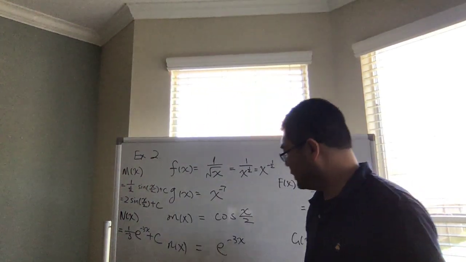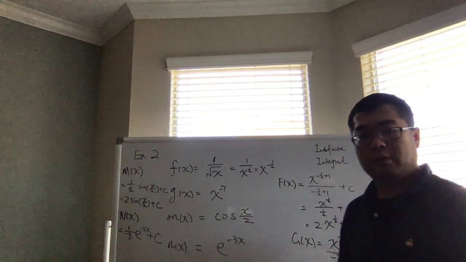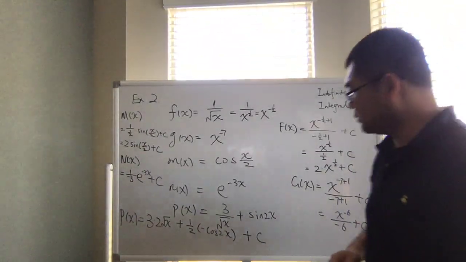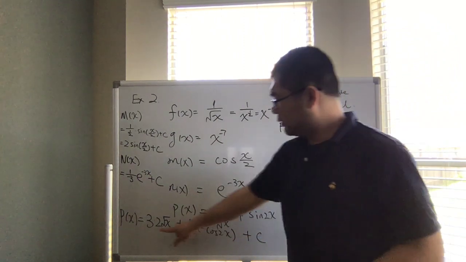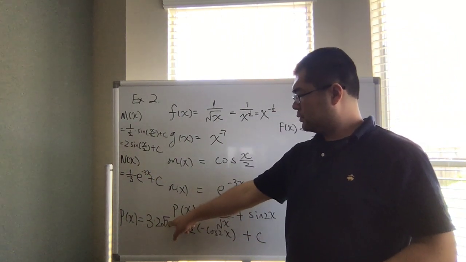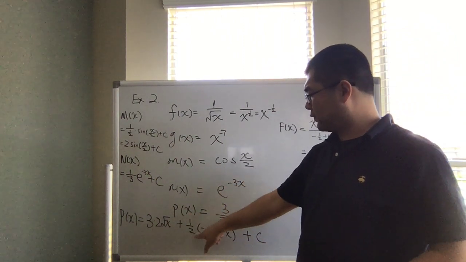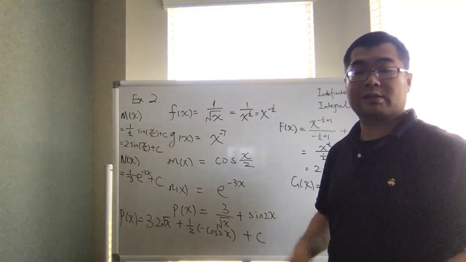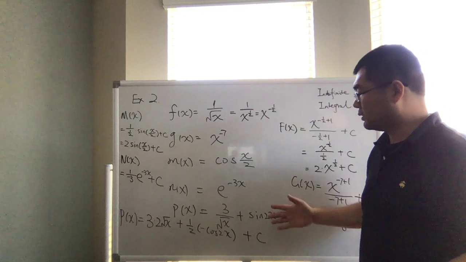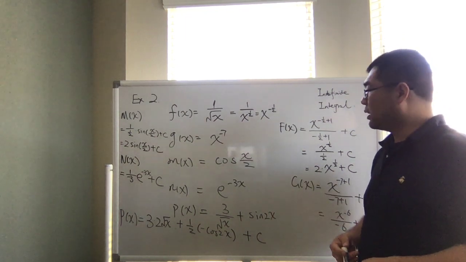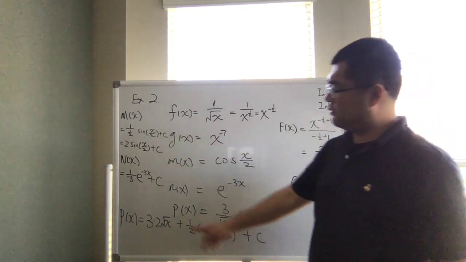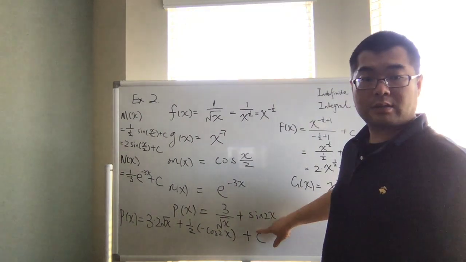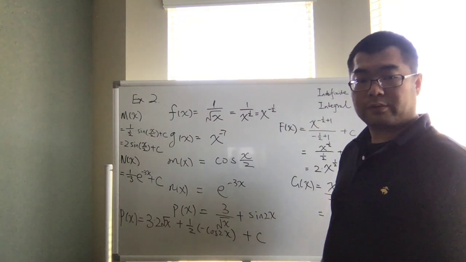All right, so continue with what we have here. It's going to be 3 times 2 square root of x plus 1 over 2 times negative cosine of 2x plus a constant c. So that's about those 5 examples. Again, guys, if you take the derivative of this, I guarantee you're going to get the original p of x.